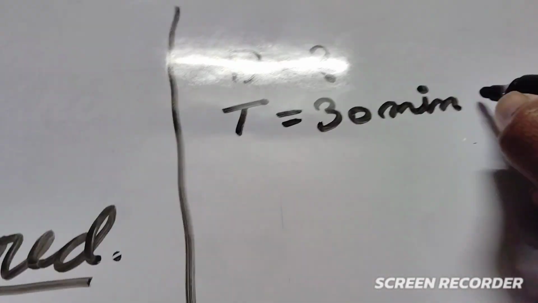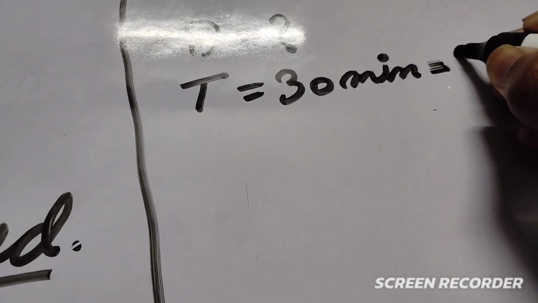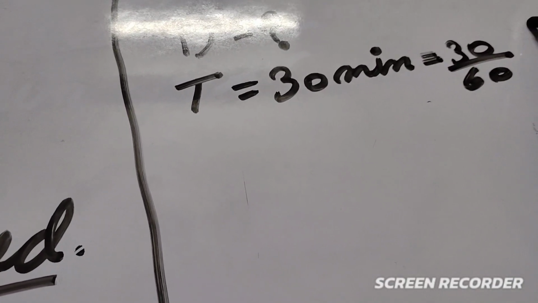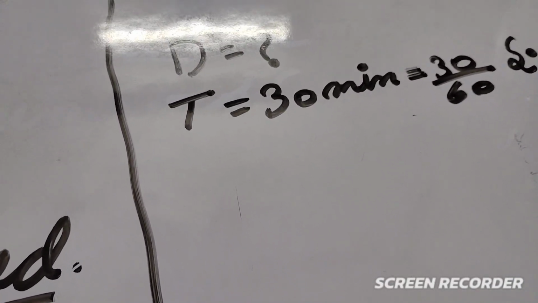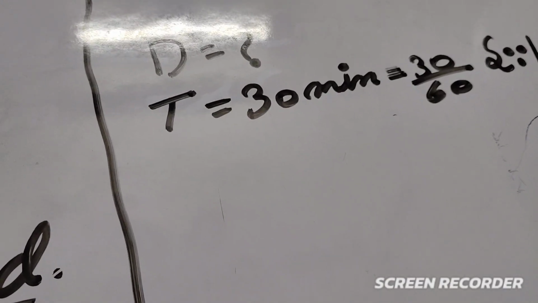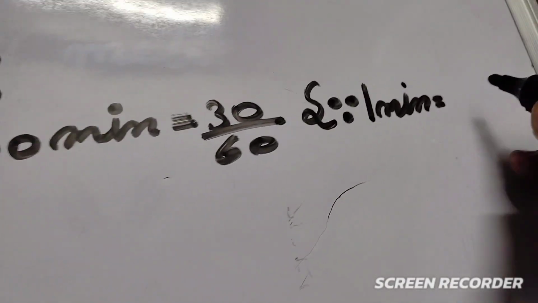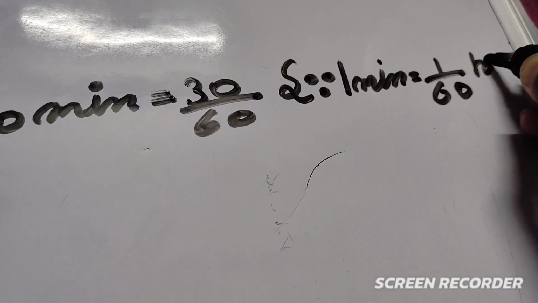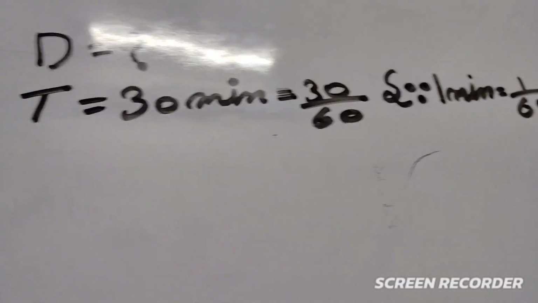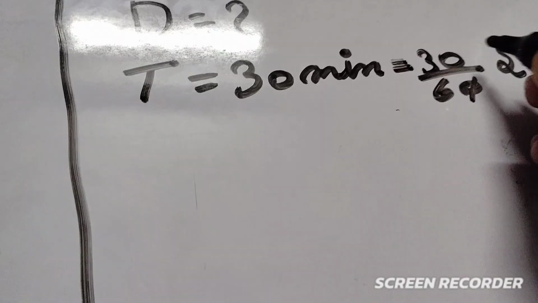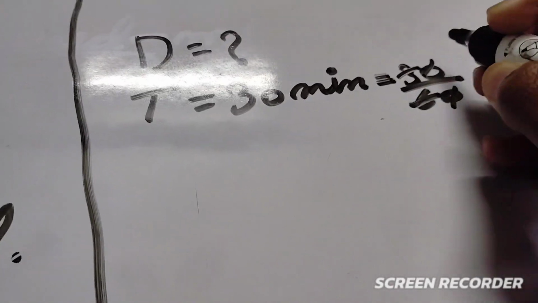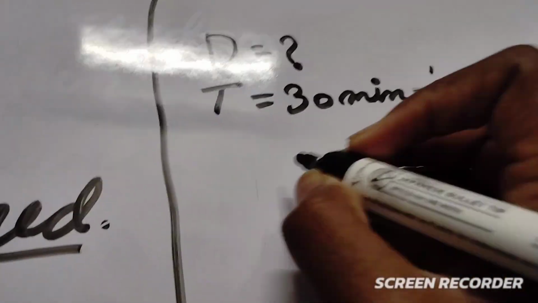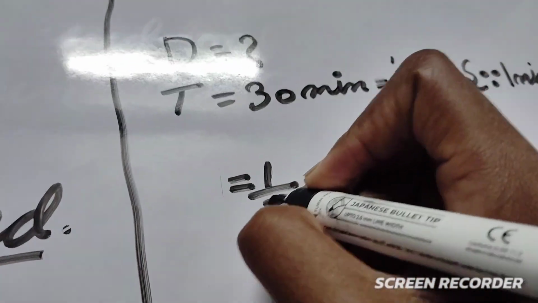So it equals 30 upon 60, because 1 minute equals 1 upon 60 hour. So it will cut off: 0 cuts 0, and 3 cuts 1 and 2. So it equals 1 upon 2.